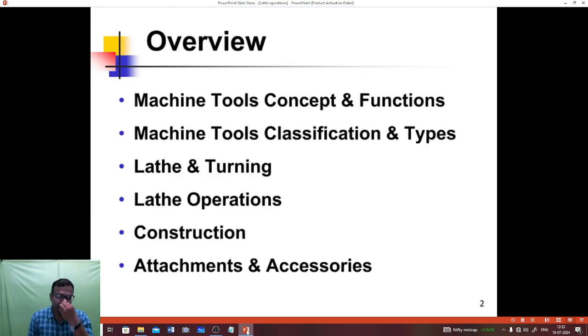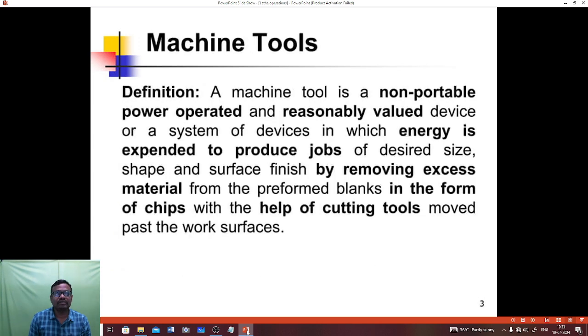So, overview of the machining tools. Machine tools: we are going to discuss machine tools concept and functions, machine tools classification and types, lathe and turning, lathe operations, construction, attachments and accessories. So machine tools, we will discuss here what machine tools are.